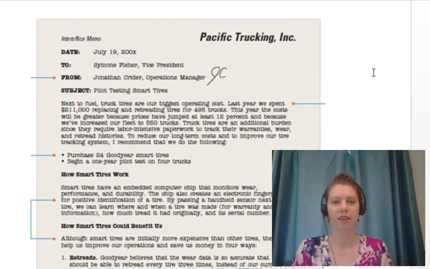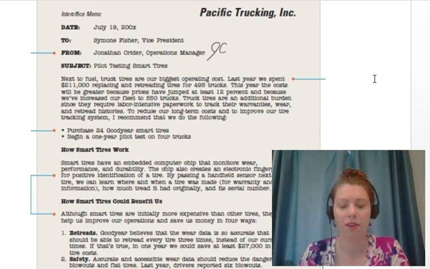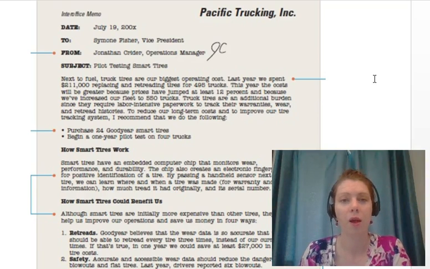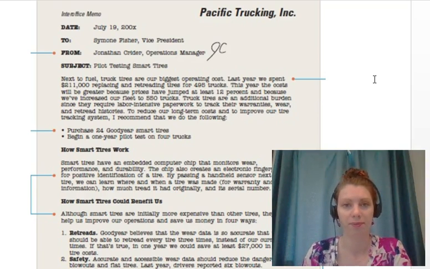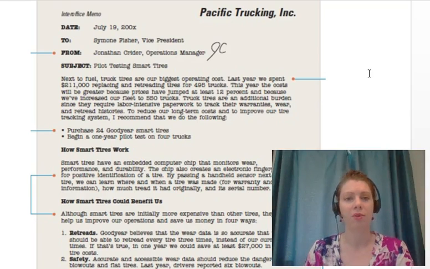All right, so let's take a look here. In the subject line, he has "Pilot testing smart tires." Okay. Next to fuel, truck tires are our biggest operating cost. Last year, we spent $211,000 replacing and retreading tires for 495 trucks. This year, the cost will be greater because prices have jumped at least 12% and because we've increased our fleet to 550 trucks.